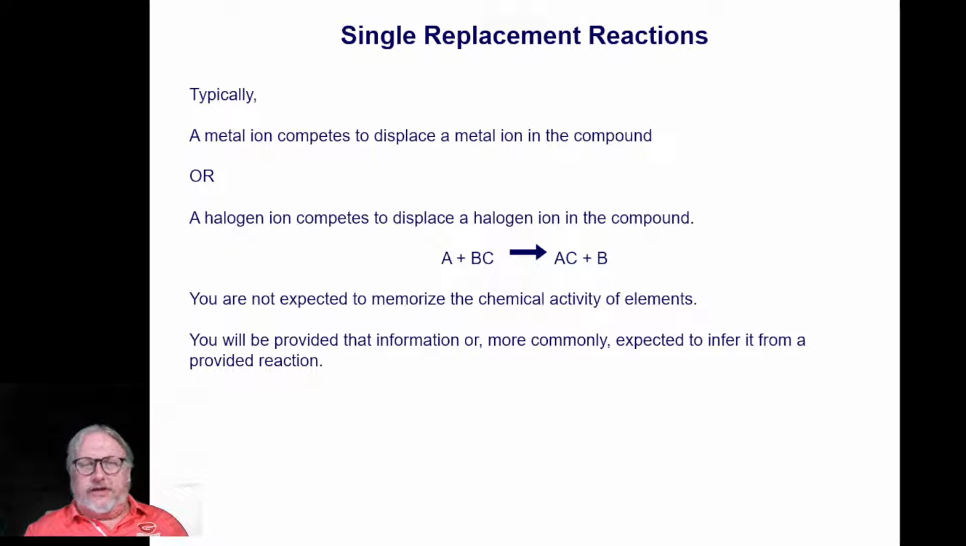So usually a metal ion will compete to displace a metal ion in the compound, or a halogen ion, fluorine, chlorine, bromine, iodine, will compete to displace a halogen ion in the compound. Now, I'm not going to make you memorize the chemical activity of the elements. I will give you the chart, or I'll give you the information, and I'll expect you really to infer it from the provided reaction.